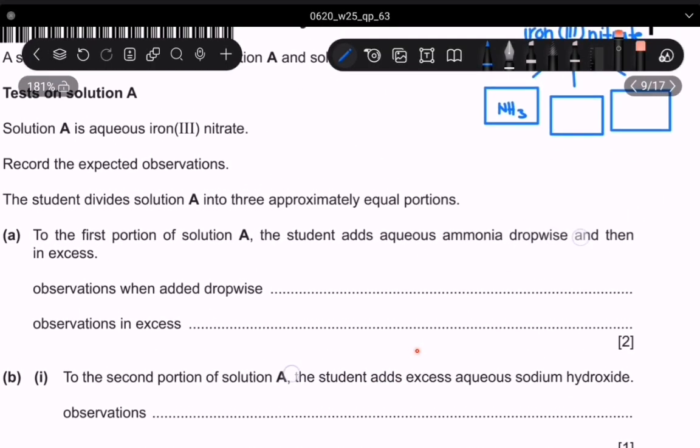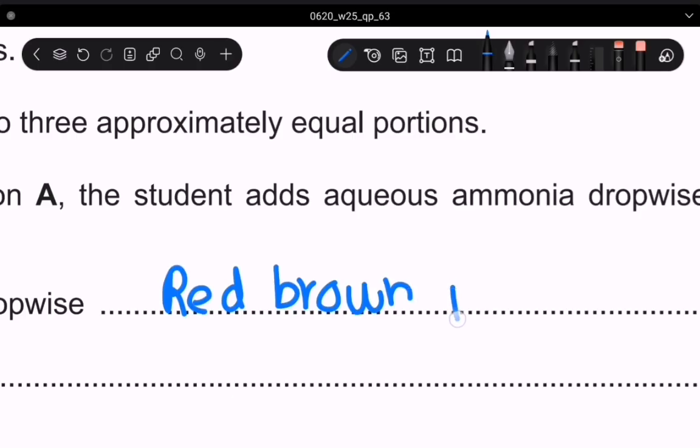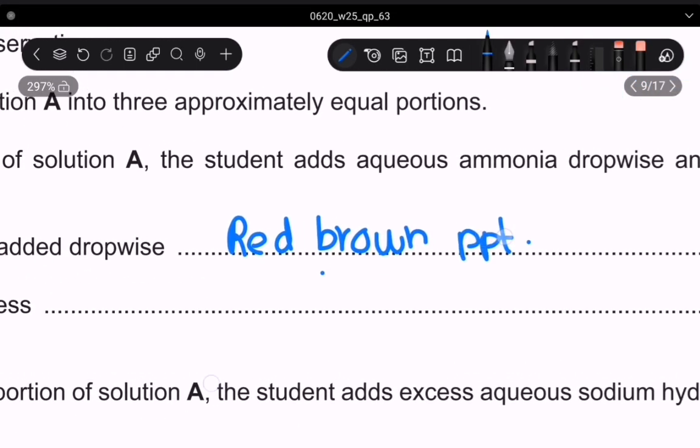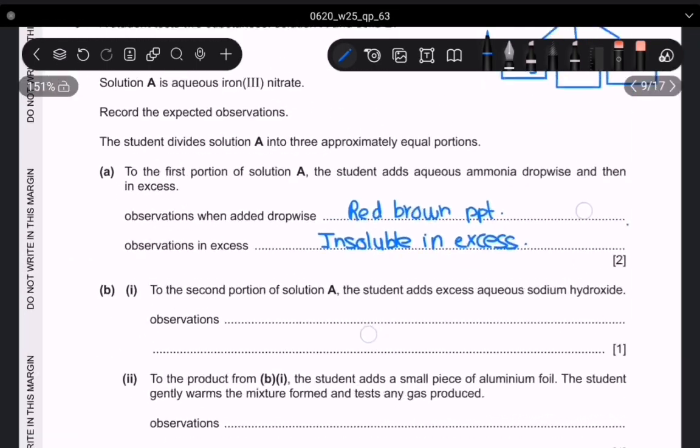So you're going to write: it forms a red-brown precipitate, which is insoluble in excess. This is what you're going to write.